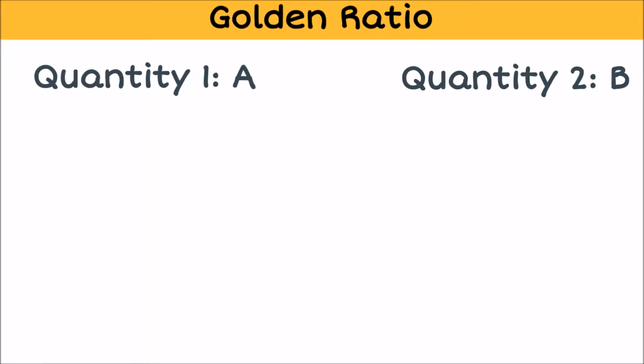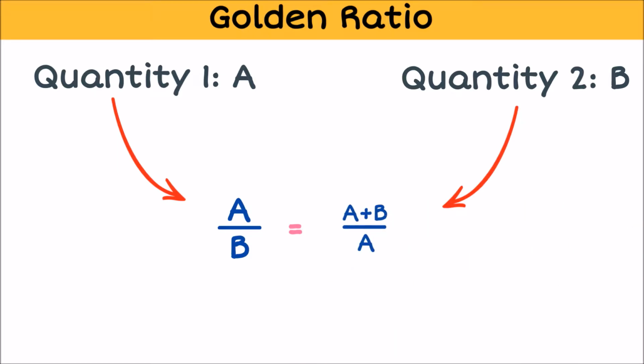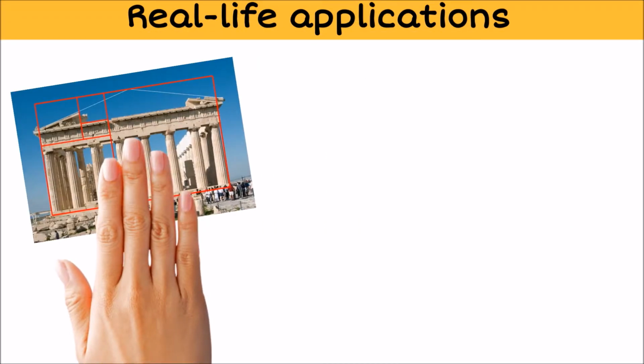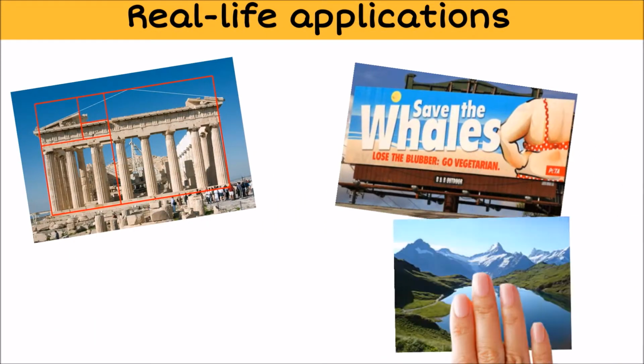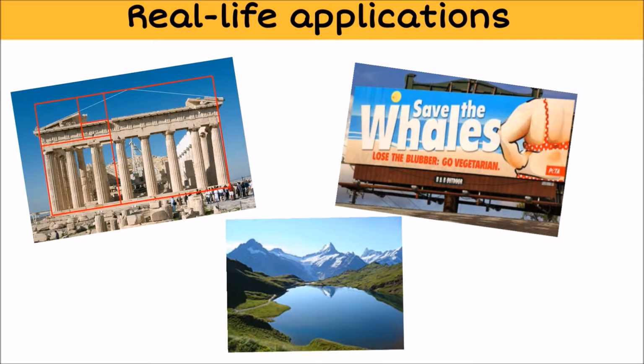Quantities are in the golden ratio if and only if the ratio of the two quantities is the same as the ratio of their sum to the larger of the two quantities. Golden ratio is common in architecture, art, and even nature. But how to determine these two numbers to calculate the golden ratio?